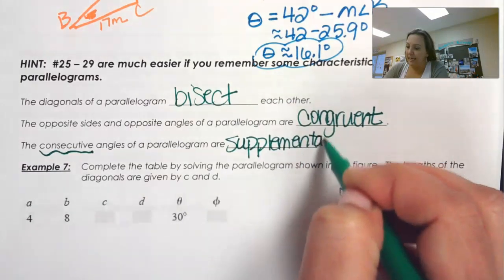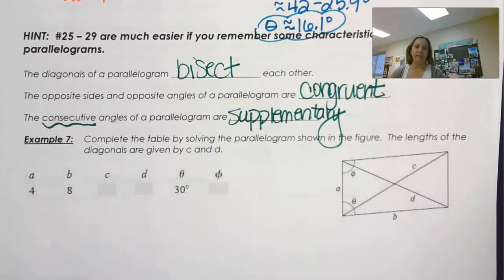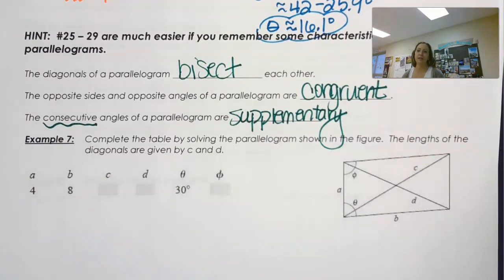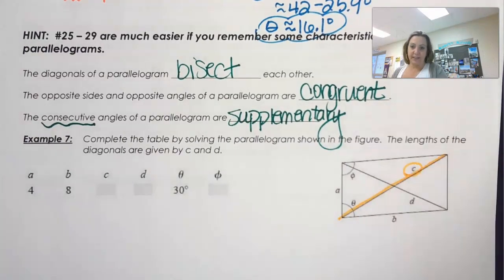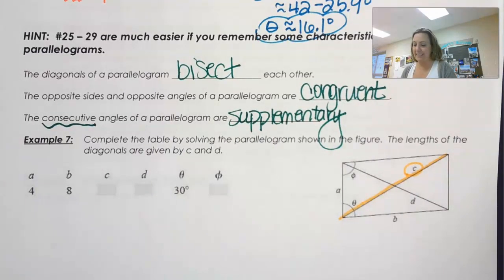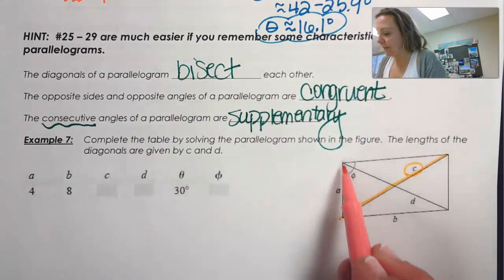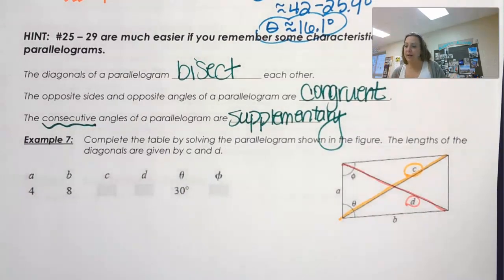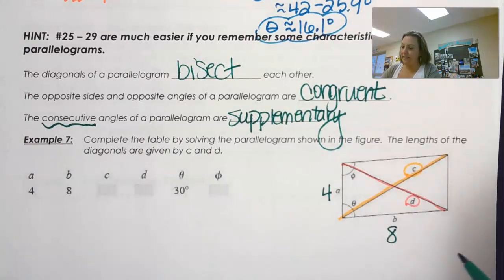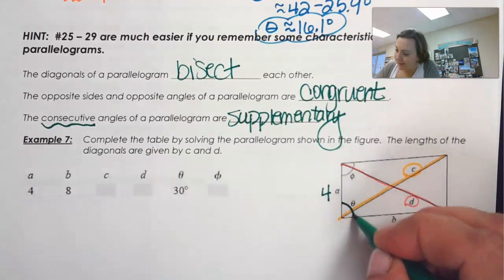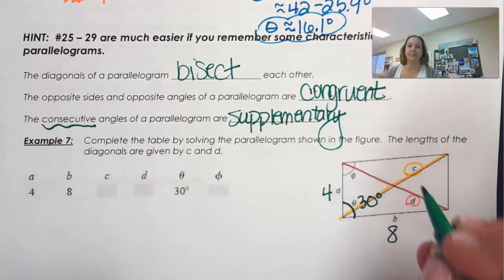So this says to complete the table by solving the parallelogram shown in the figure. And the lengths of the diagonals are given by C and D. So when they are talking about this side C, this C is this entire diagonal that's right here, okay? This D is this entire diagonal that we have here, righty? Well, in this case, it's telling us that A is 4, and that B is 8, and that this angle theta is 30 degrees.